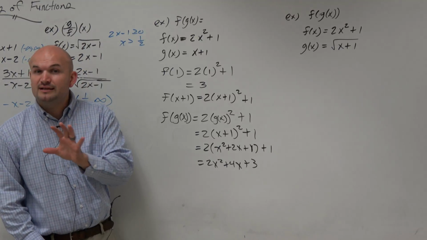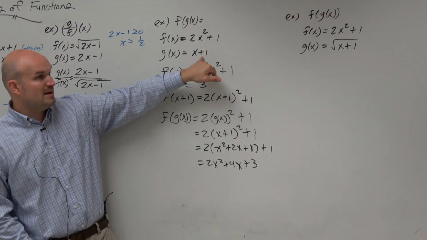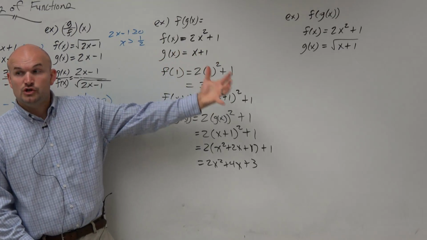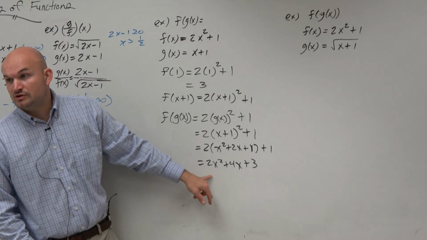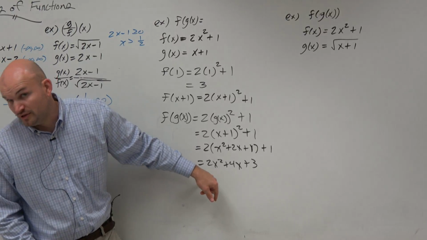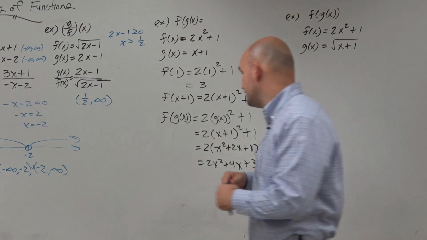Either way, let's look at the domains. Domain, quadratic, all real numbers. Domain, linear, all real numbers. Notice the composition, another quadratic. So therefore, it's going to be, again, all real numbers, right? So the composition again looks like it's another combination of them.